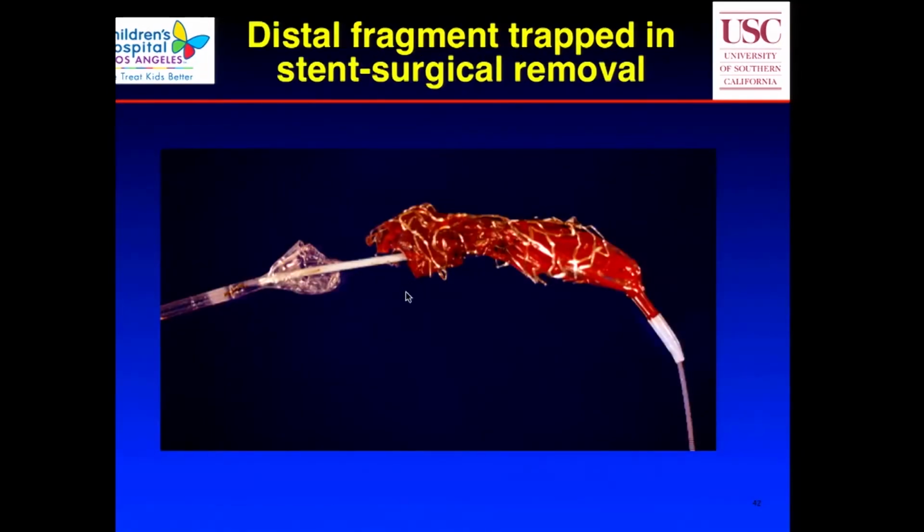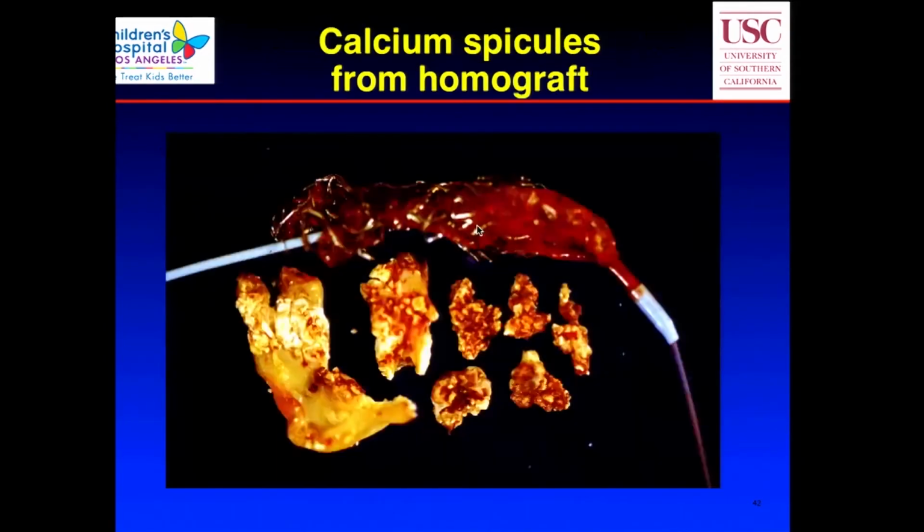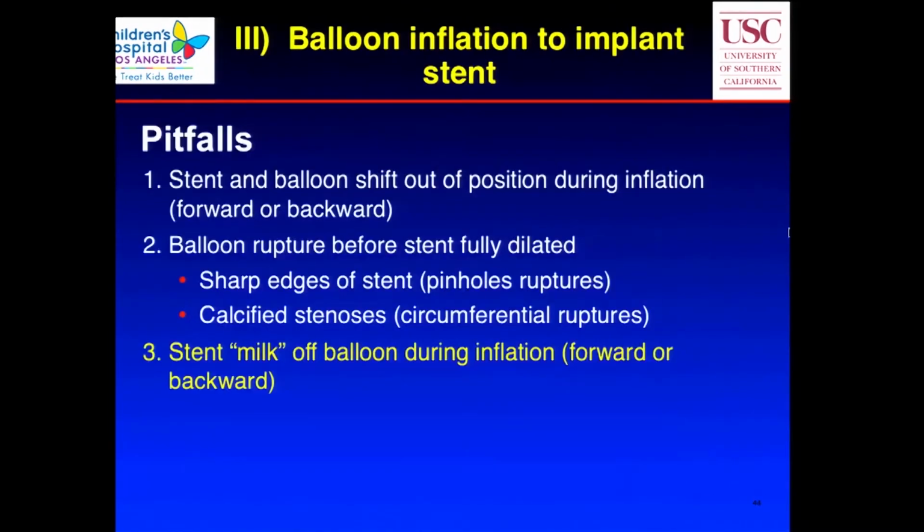And of course, in the OR, you see this balloon ripped in half, a circumferential tear. So again, since then, I've been very respectful of calcium. Here are some of the calcium spicules that they pull out of the conduit. So again, if you were to do this, test it with the balloon first before you put the stent in.